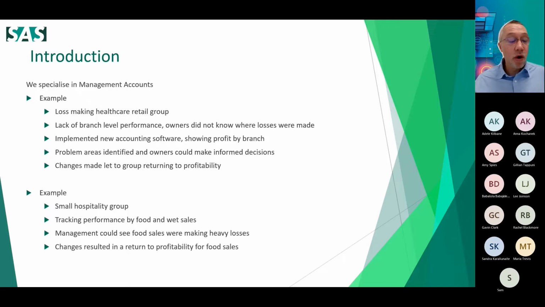Here's another really good example. We worked with a small hospitality group. They had 5 to 6 outlets when we worked with them. They're still quite a small business. They're much, much bigger now. What we did was we were able to track food and wet sales for them. And within a very short period of time of us getting involved, we could tell them that the food sales were actually making quite significant losses, and they were actually making gross losses at the time on food sales, which shouldn't really happen. They were able to make changes in the business, and they were able to then see how their losses turned into profits after the changes that they made, after the information that we presented to them. So 2 really small but useful examples to see how powerful management accounts can be when you want to try and turn the business around.